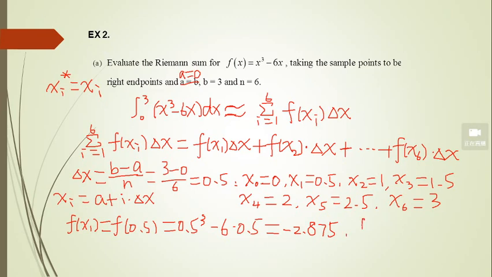Okay, I can show you one more. What is f(1)? How can you calculate f(1)? f(1) should be x equals 1, so it's 1 cubed minus 6 times 1. What is f(1)? Of course, f(1) is minus 5, which is easy, right?